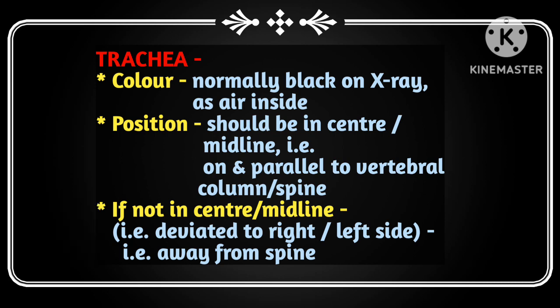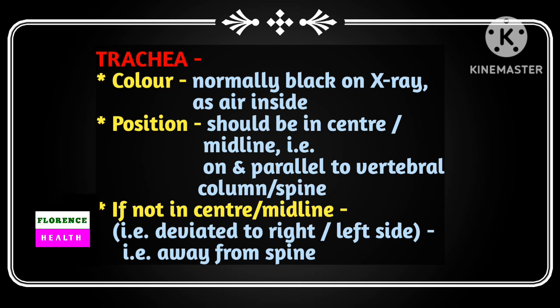If trachea is not situated in center or midline, that means it is a deviated trachea. It may be deviated to right or to left side. That means it is away from spine. Deviated trachea means away from spine, that is, it is not in center or midline.